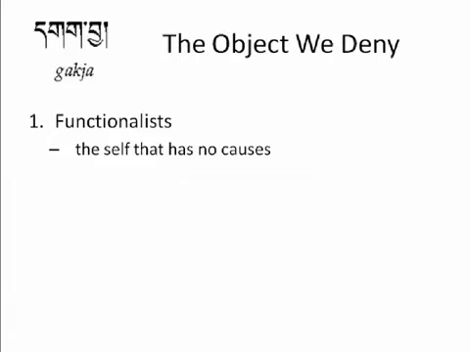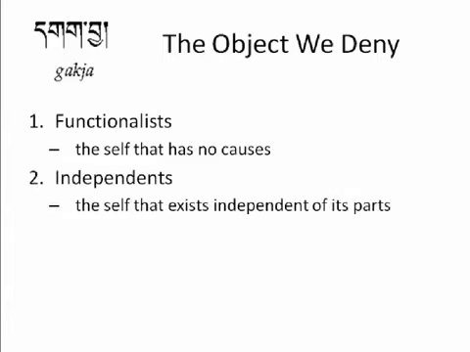So in order to exist, you have to have a cause. Functionalist says the self that has no causes is the object we deny. Independence, they say that the self that exists independent of its parts does not exist. So the gotcha, the object we're denying, this is the 5-headed purple full-size elephant, right? This is a thing that does not exist, that we could probably make up, but it doesn't exist for real. So the self that exists independent of its parts doesn't exist for the independence. We're saying there's no way you can have a pen that doesn't have a right side and a left side. It's got to have both.